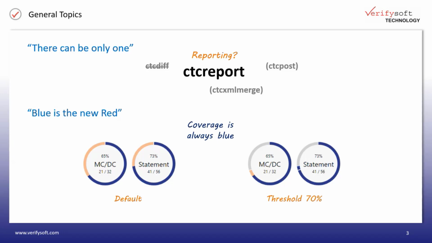So on the left-hand side, you see an example without an explicit threshold. So the threshold is 100%. And with version 10.1, you see coverage in blue and missing coverage in salmon red. And if you're using a threshold, that's the example on the right-hand side, then you see missing coverage up to the threshold in red, and above the threshold, it's light gray. And again, the coverage you achieved, you measured, is always blue now.